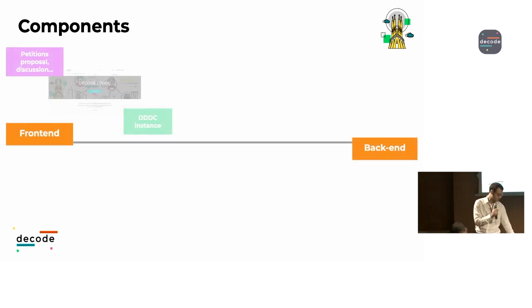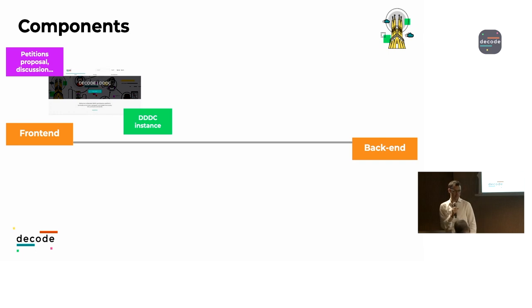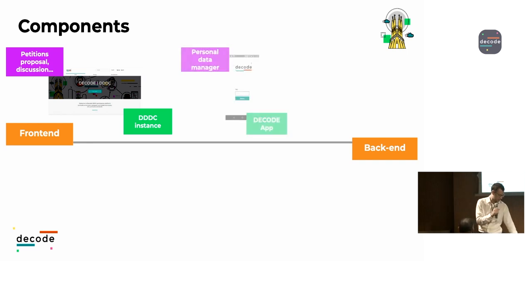The first one is the DDDC instance, which is the digital platform where you have to set up a petition. It's in the front end. Then we have the DECODE app, which is the main, I think, the more visible part of the project. It's like your personal data manager that will be in your phone. You have to download the app and the phone will manage all your personal data.